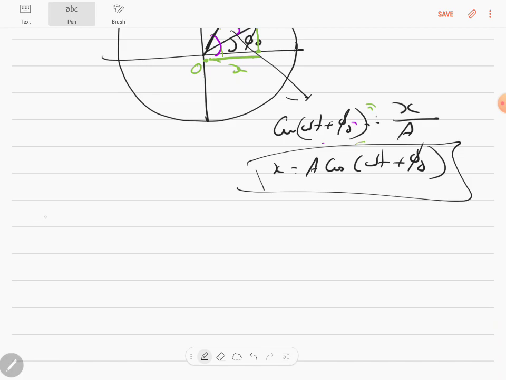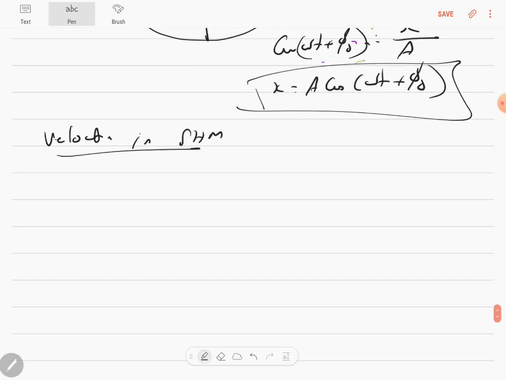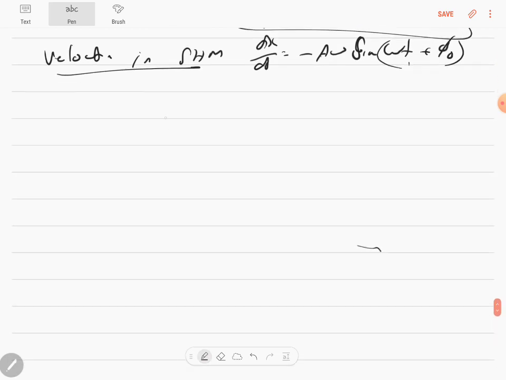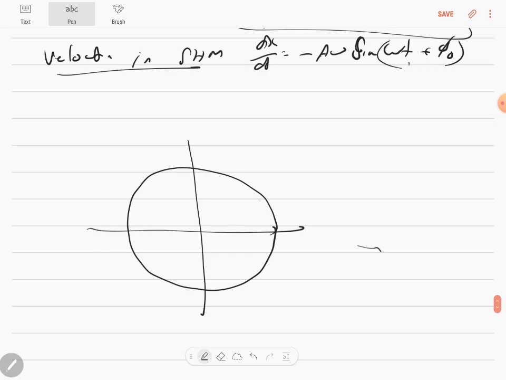Let's do velocity in simple harmonic motion. When you differentiate this, you will get velocity, which is minus A omega sin(omega t plus phi naught). But I have to get it in terms of a diagram. To get it in a diagram is very complex. Okay, let's try to do it. Draw a circular motion. Supposing the particle is as usual at A here, and it's moving to P here. This angle is phi naught, this angle is omega t, and the whole angle becomes omega t plus phi naught.